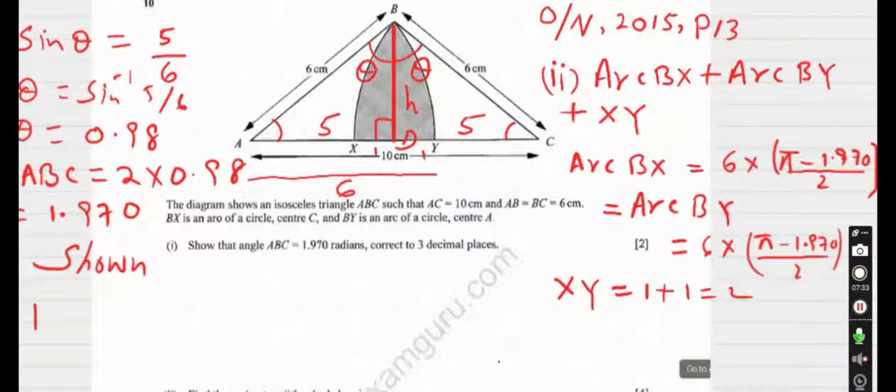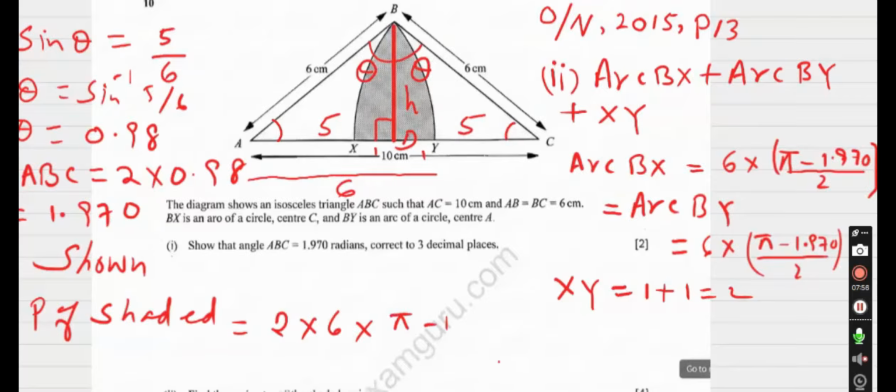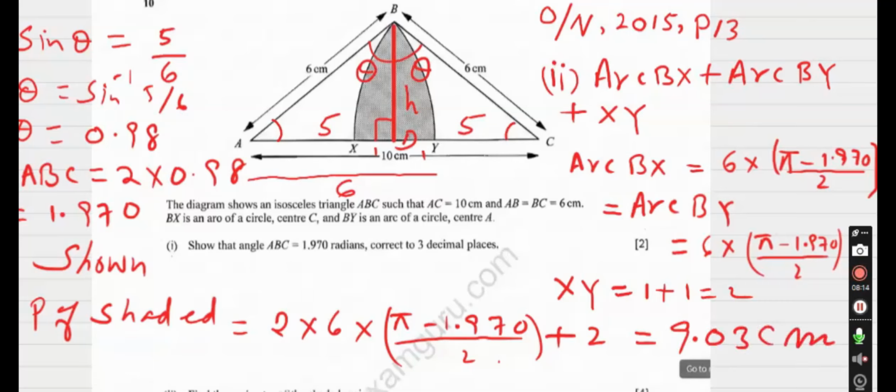Hence, the perimeter of the shaded region is equal to 6 into (pi minus 1.970) upon 2 plus 6 into (pi minus 1.970) upon 2. So you can write 2 into 6 into (pi minus 1.970) upon 2 plus the length XY, that is 2. This will give you the final answer 9.03 centimeter.